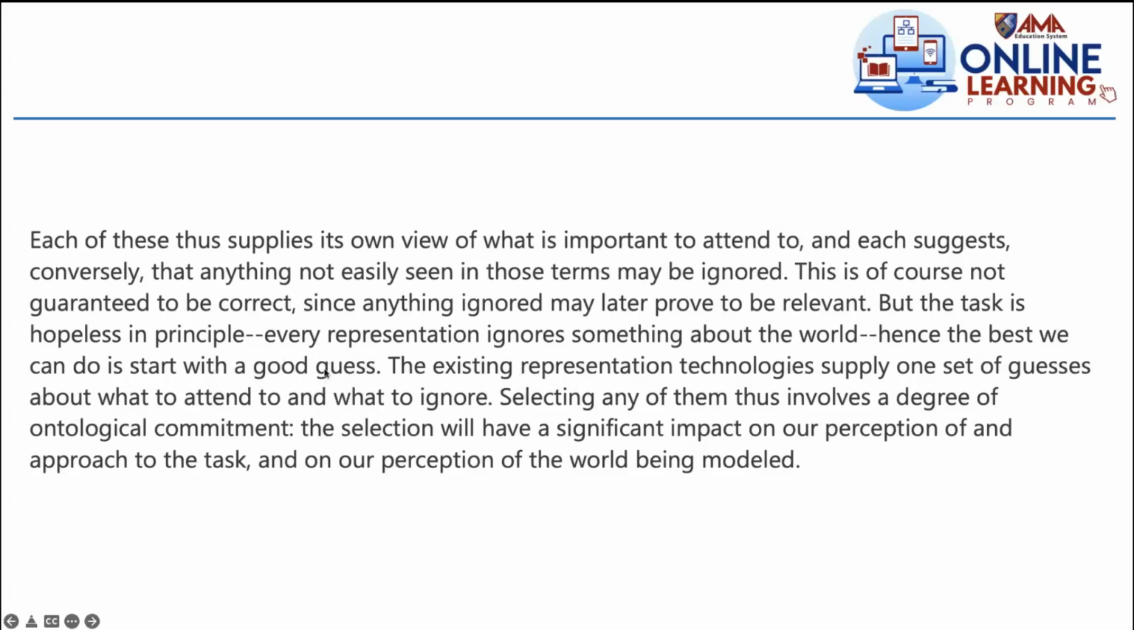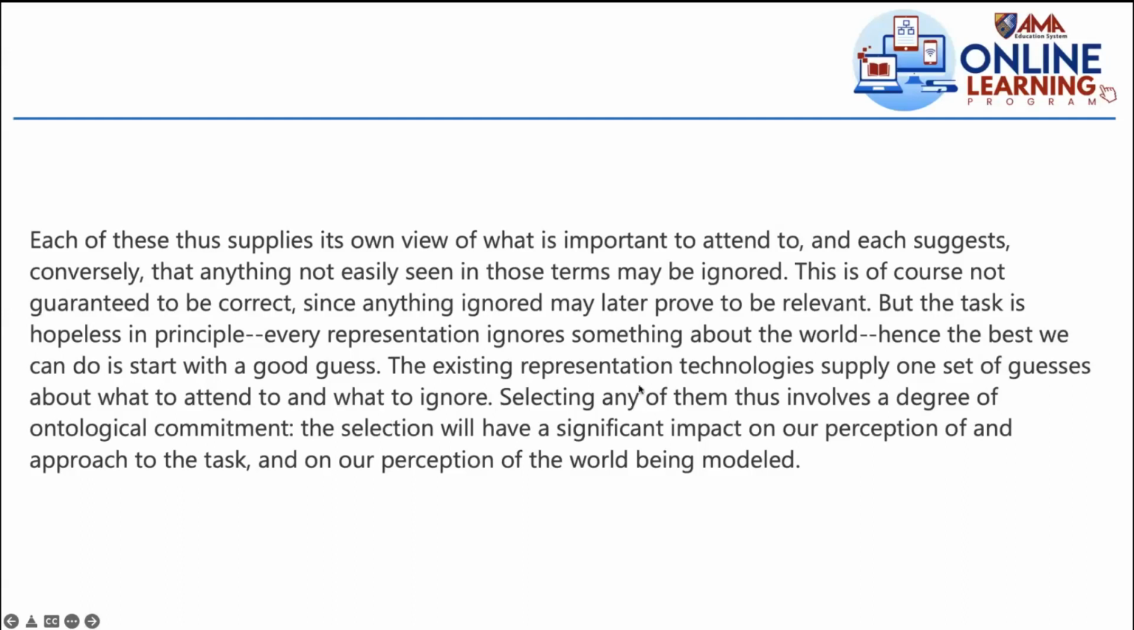So it's like, class, we have the problem, then we have the hypothesis, right? A good guess, a hypothesis. It's kind of related to the steps of the scientific method. Now, the existing representation technologies each supply one set of guesses. For example, if it's rules, that will give you some set of guesses regarding the task at hand. If it's semantic networks, then it will give you one set of guesses about what to attend to and what to ignore.